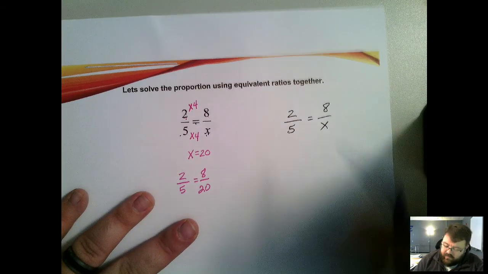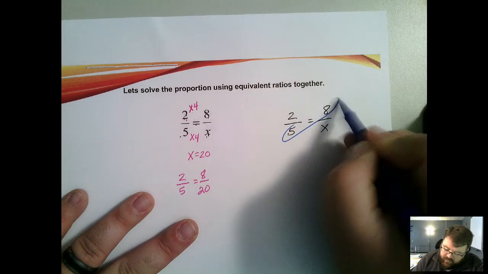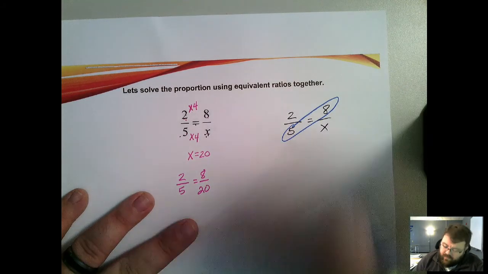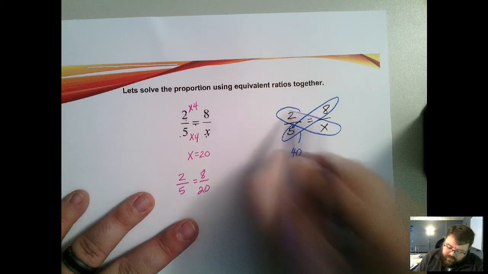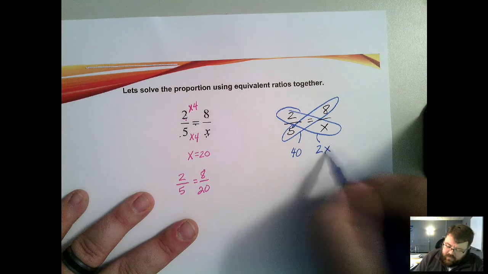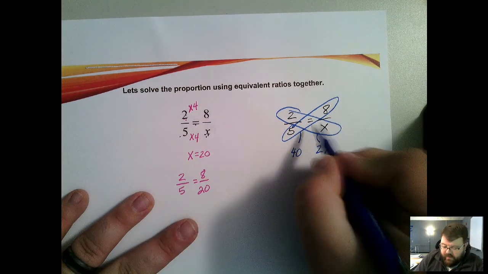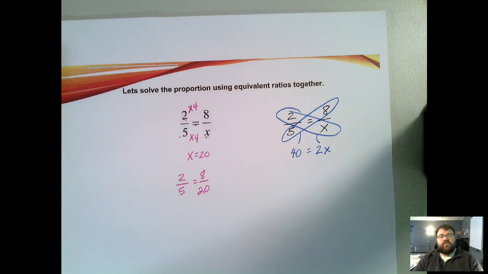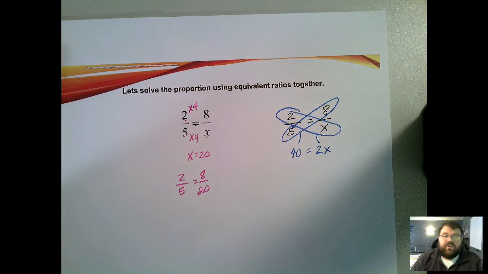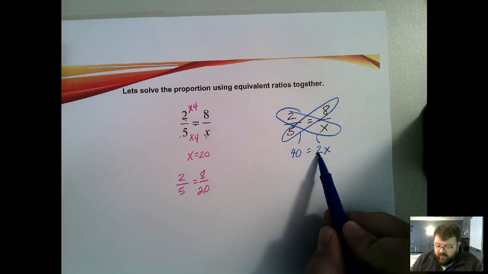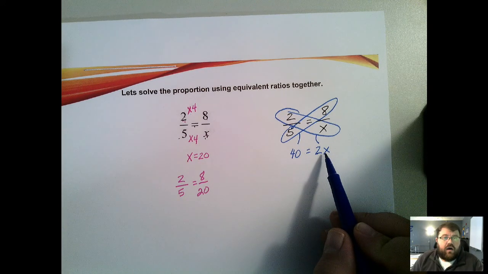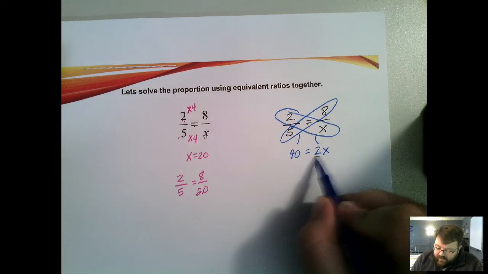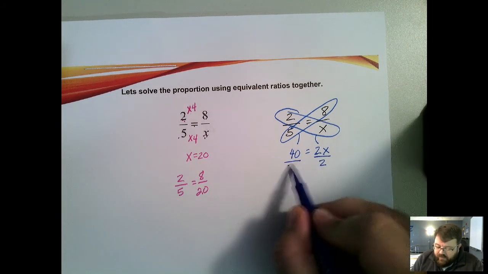So with the butterfly method, 5 times 8 is 40. 2 times x is 2x. I'm going to bring down the equal sign. Now, this is a one-step equation, which you should remember from 6th grade. You should be able to say, well, the 2 is trying to multiply. My goal is to get x by itself. So I do the opposite of what it's trying to do. I divide both sides by 2.